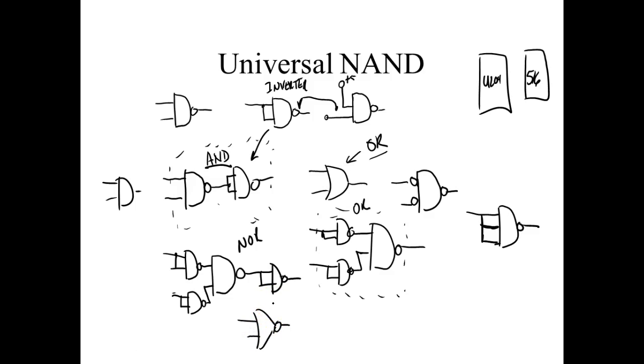So that gives us NOR. So we can get a what? We can get a NAND, which is the gate by itself. I can get an inverter. We'll use this a lot. You see this used all over the place.